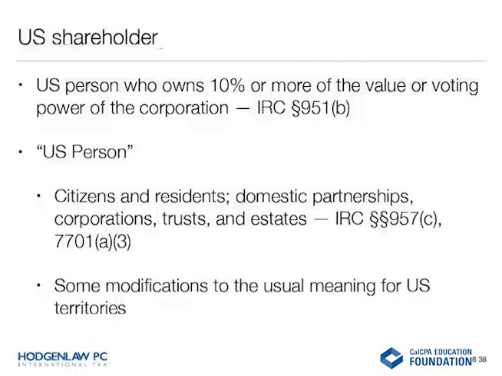And U.S. person here means citizens and residents, domestic partnerships, corporations, trusts, and estates. And under the sections listed there, there are some modifications to the usual meaning for U.S. territories, but we don't need to go into that. Just know if you're looking at the territories that you should read the language more carefully.